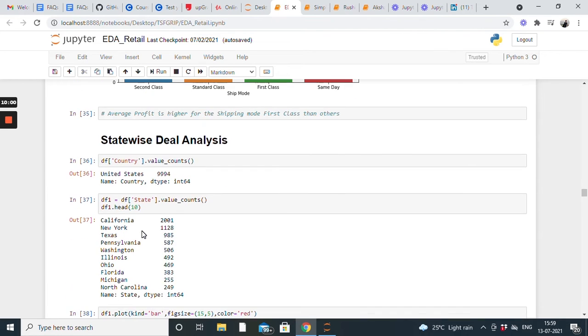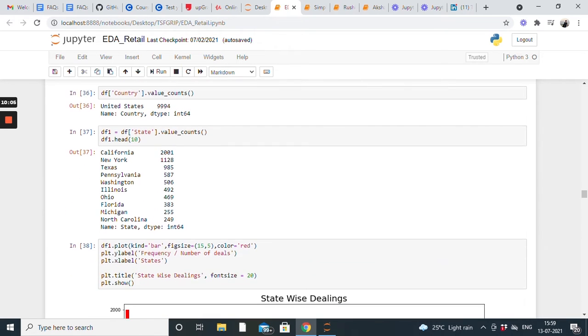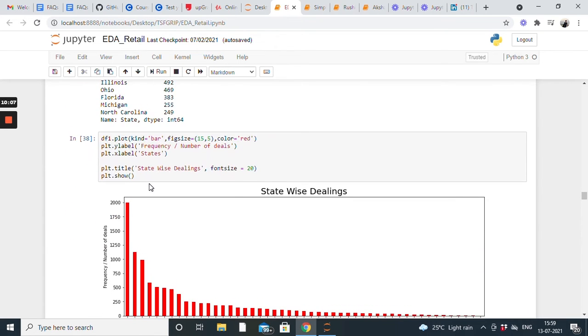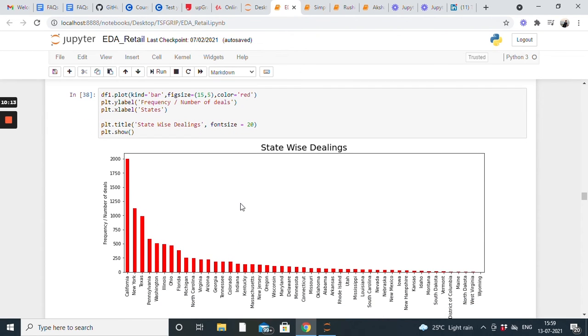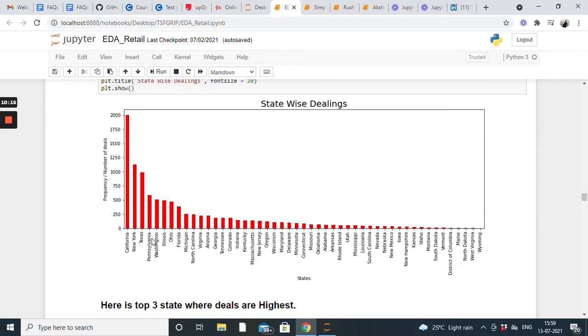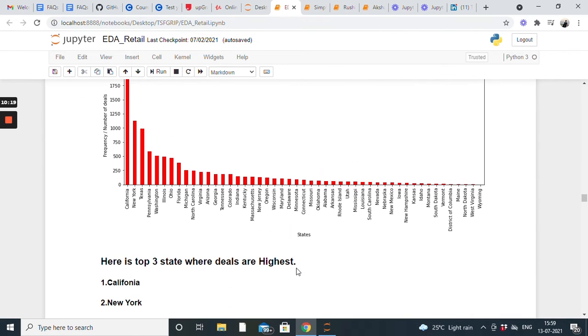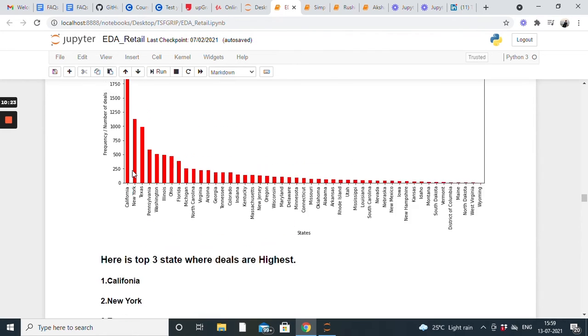Okay, we go with the state wise deal analysis. Here we are just plotting the state wise analysis with df dot plot bar plot. We clearly see the top three states where deals are highest are California, New York and Texas.